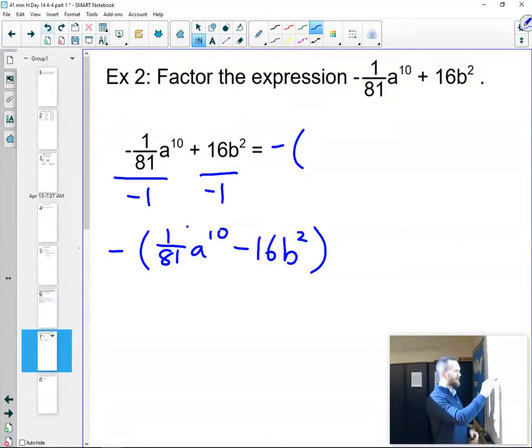And some of you might be saying, but wait a minute, that 1 over 81, is that a perfect square? Yeah. A fraction is a perfect square if the numerator and the denominator are both perfect squares. And that's what we see there. 1's a perfect square, 81's a perfect square. So we can use difference of squares now.